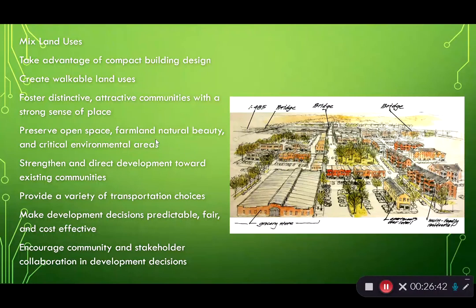It also helps to make the development process more predictable and fair, because people understand what the expectations are and they know how to build, where to build, what to build, and they can meet those expectations. And it makes for a more collaborative community. So you're thinking differently about how you develop and ensuring that the community is engaged in the development process.